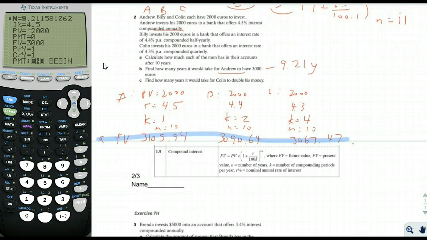How many years would it take for Colin to double his money? So Colin's case, the interest rate is 4.3, so we're going to change this to 4.3. And we want to know how long it takes to double, so the future value would be double of the present value. Except it'll be positive because we want to know how much comes into his wallet at the end. Then we go up to the N, which is the number of years, and we do alpha solve. And it gives us 16.2 years. So the amount of years to double Colin's money is 16.2 years. And that's it for this section.